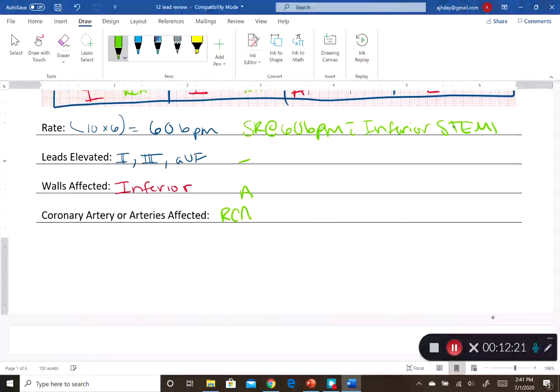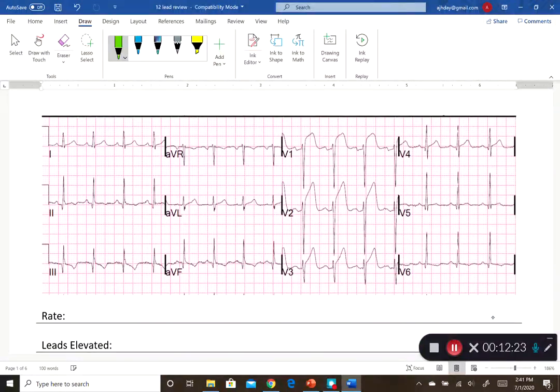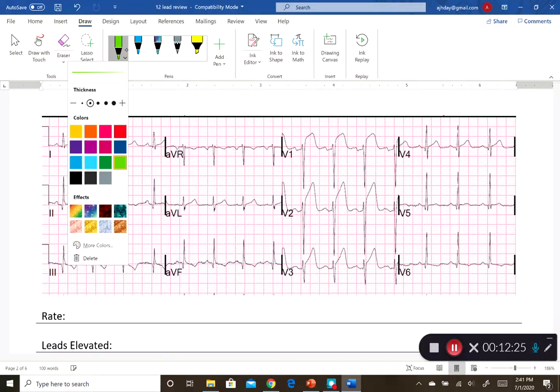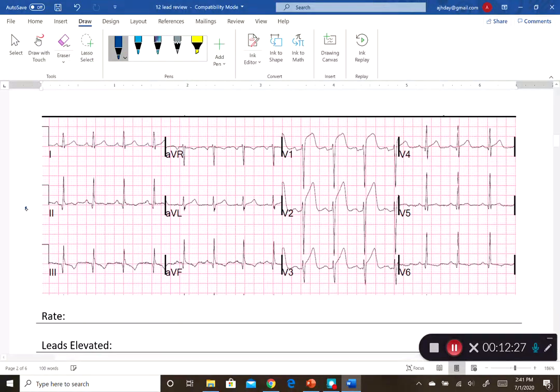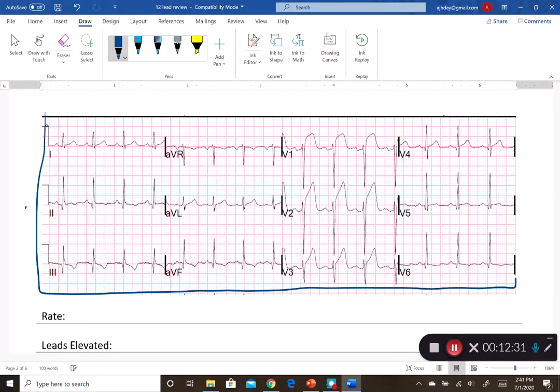Great, let's go ahead and move on down to the next one. So I'm going to start off the same way. I'm going to draw my chart, kind of separate out my sections. Makes it a little bit easier to look at each lead individually.